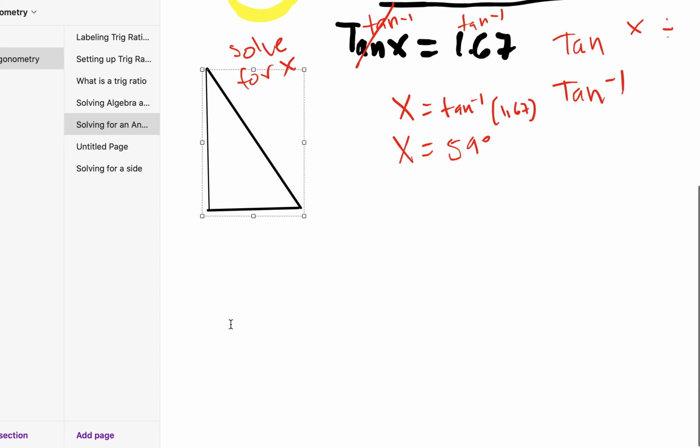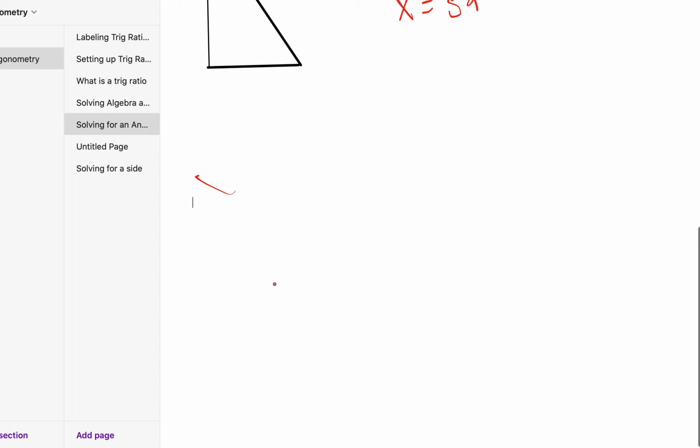Let's try another one. And we'll make it go a little bit more smoothly because I won't explain every single step. I'm going to try to solve for this angle up here, call it an x. I'm going to this time give you 100, and I will give you 184. So the first thing we want to do is label.